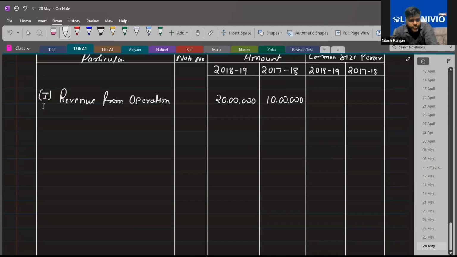Then there is purchase of stock in trade. So this part is actually expenses side item. I will write the numbering. If there is any other income, then I will write.